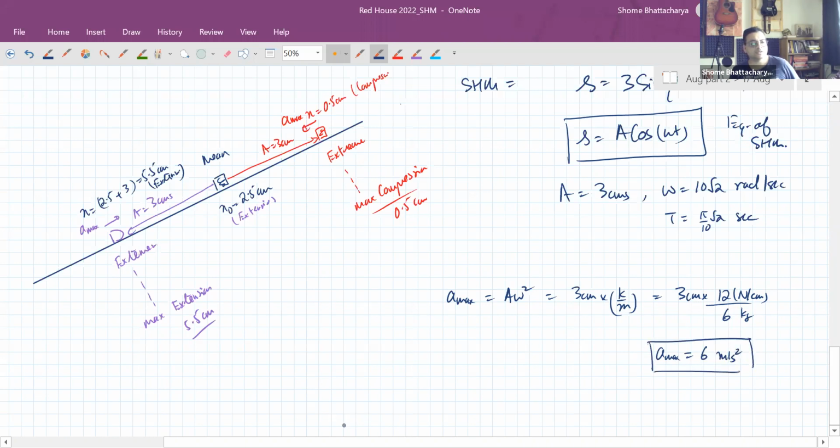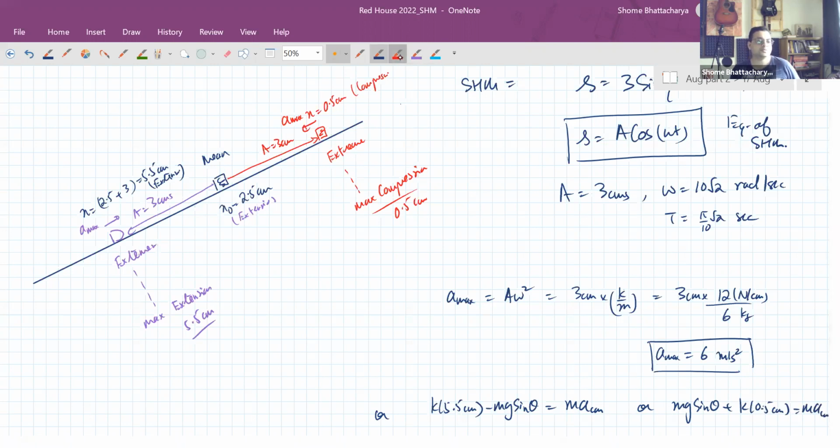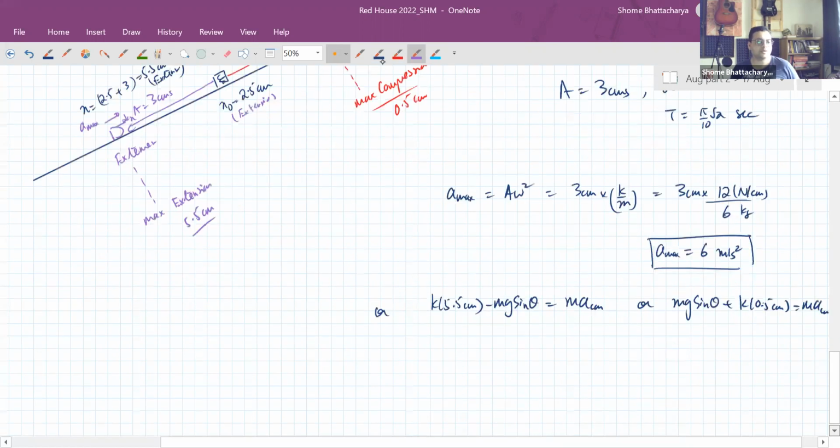Or another way to calculate is that K into 5.5 centimeters minus mg sin theta is equal to m into a max, which is mg sin theta plus K into 0.5 centimeters. Because at this position, the spring will be pushing it like this, Kx. Okay. And at this position, the spring will be pulling it back with Kx like this. So you can also verify the answer from these two, but it's totally not required.